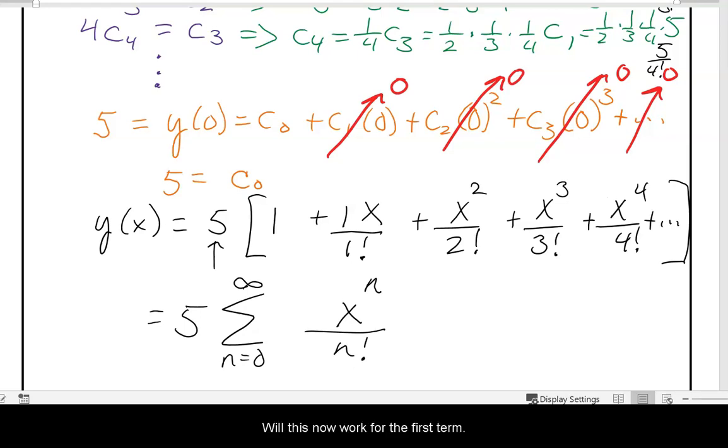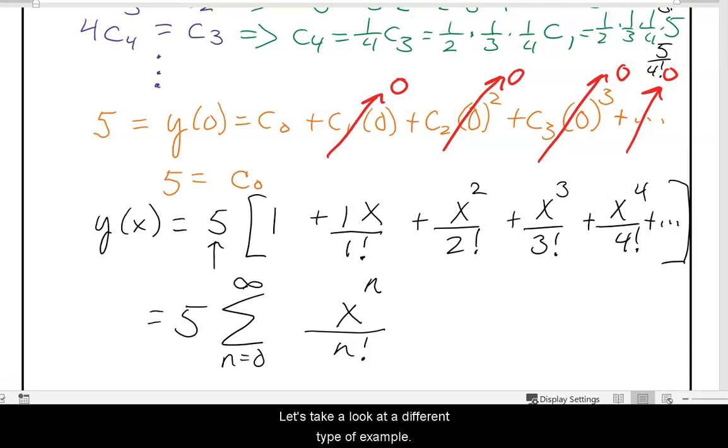Will this now work for the first term? If I take x and raise it to the 0th power, I get 1. 0 factorial is also 1, so 1 divided by 1 does give me 1 as the first term. In this way, we can use power series to solve differential equations.